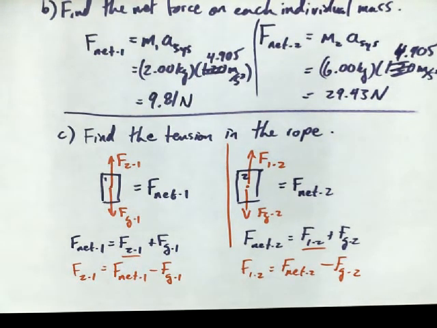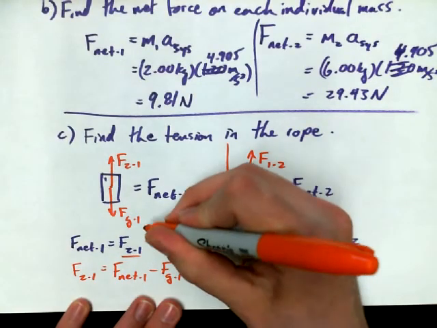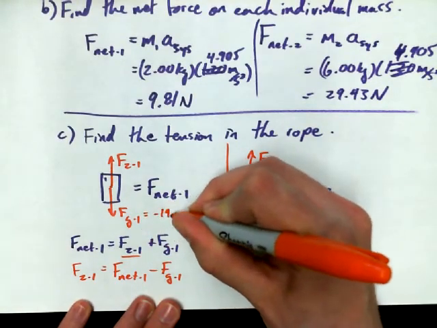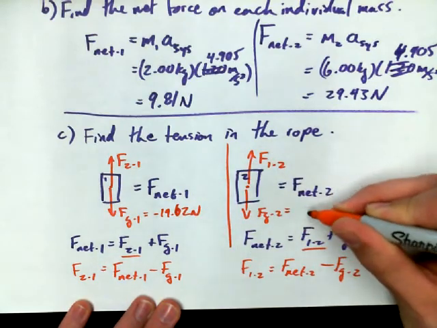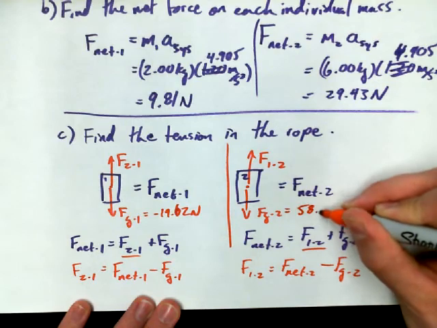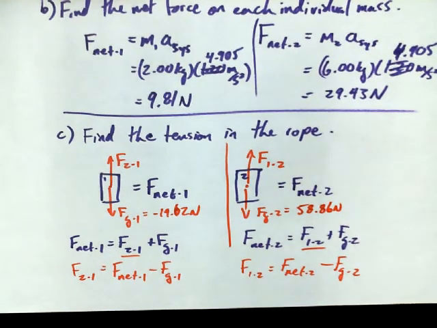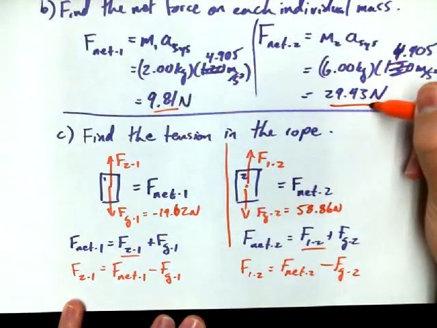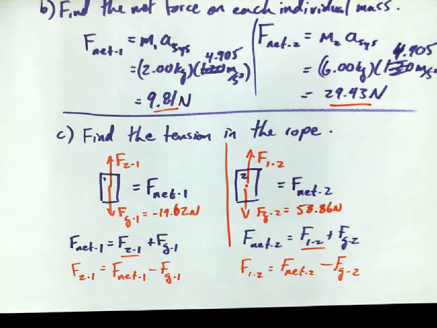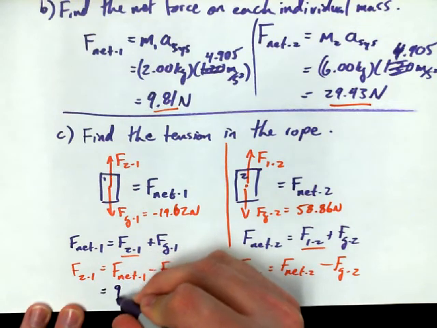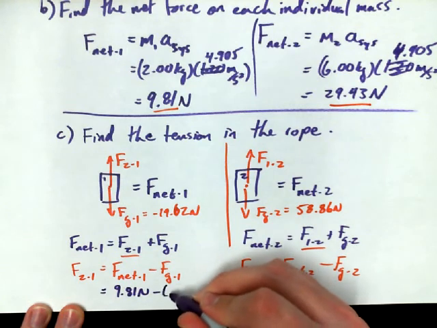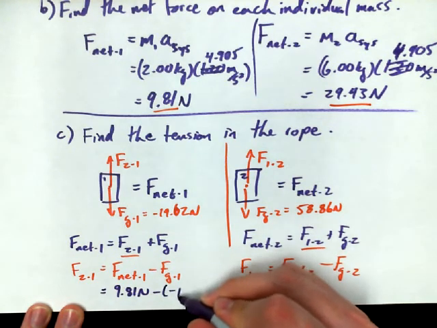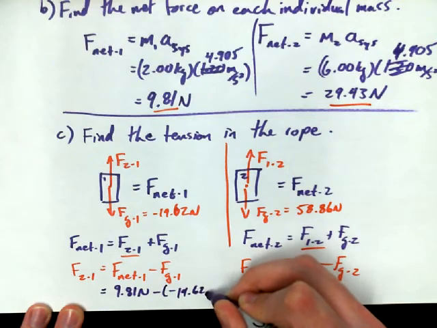And if we're going to go back and sub in our values, I just want to remind you that Fg1 was equal to negative 19.62 newtons, and Fg2 was equal to positive 58.86 newtons. We recently found out the net forces for each of these masses, so we can reuse those again, and we can sub in our values. Fnet1 was equal to 9.81 newtons, minus Fg1, so minus a negative, because Fg1 was negative 19.62 newtons.